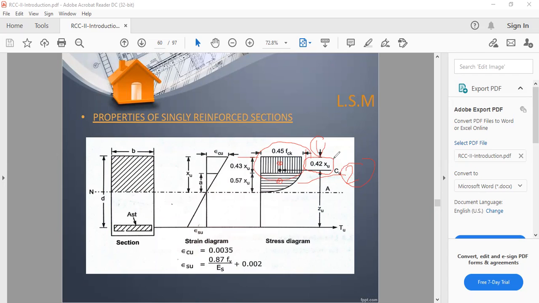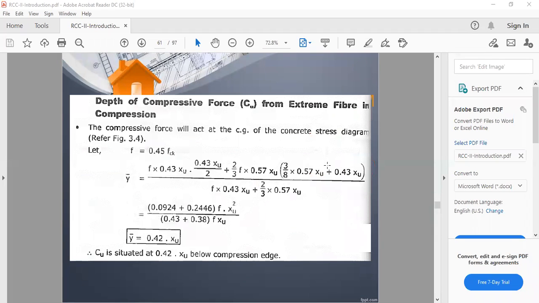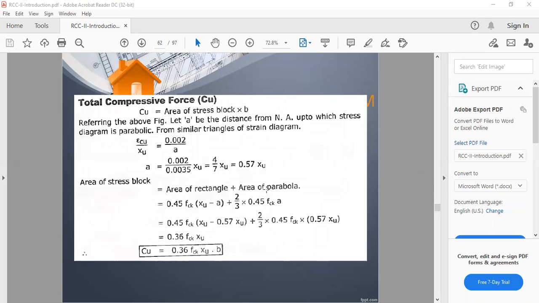What you have done, you have just simply taken this as that particular value, and for that y bar you have just considered from the y bar itself. You got here the depth of that particular compressive force. Now once you got the depth of the compressive force, the next part is to calculate the value. What is the value of the compressive force?